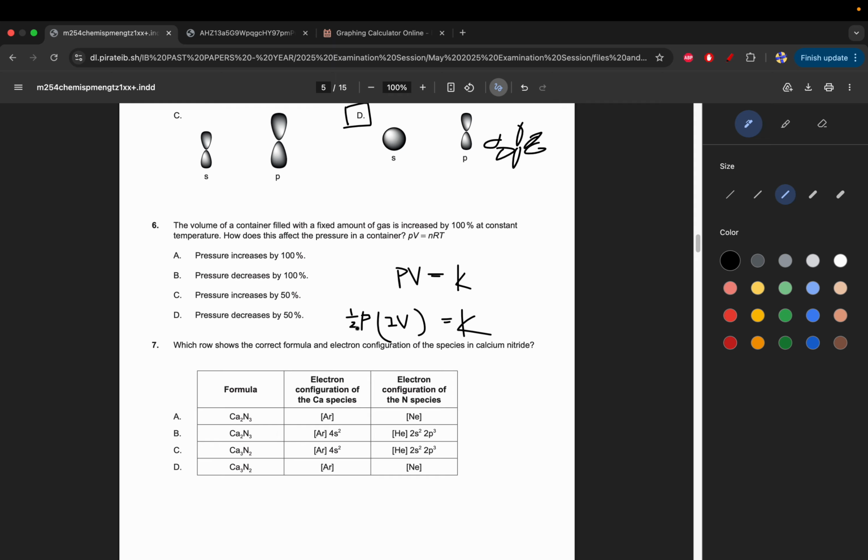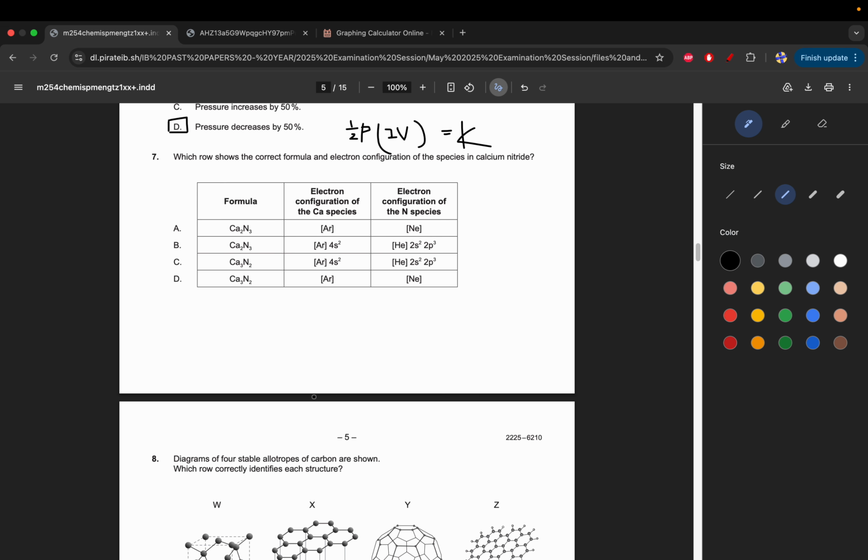And what is an analogous situation to halving the value of the pressure? Well, it's decreasing the pressure by 50%. Can't decrease it by 100%. That just means taking it all away.